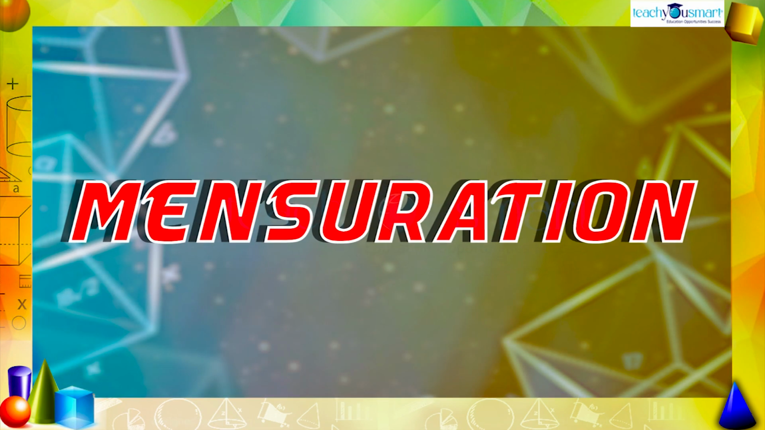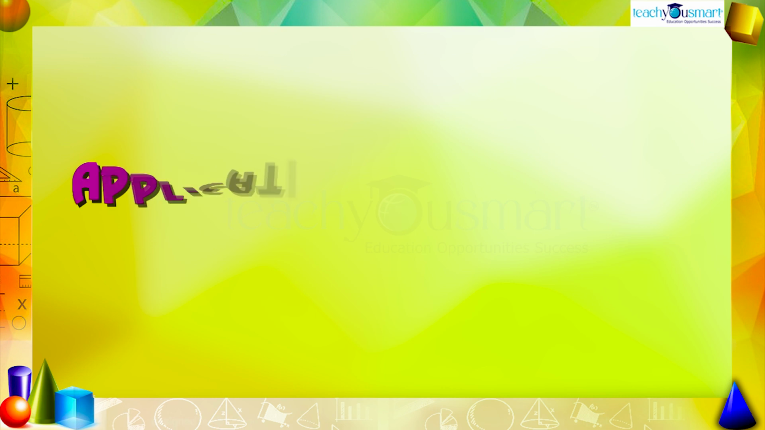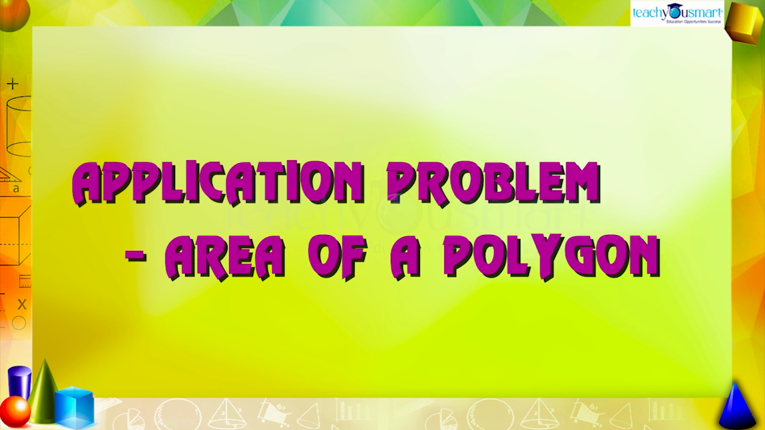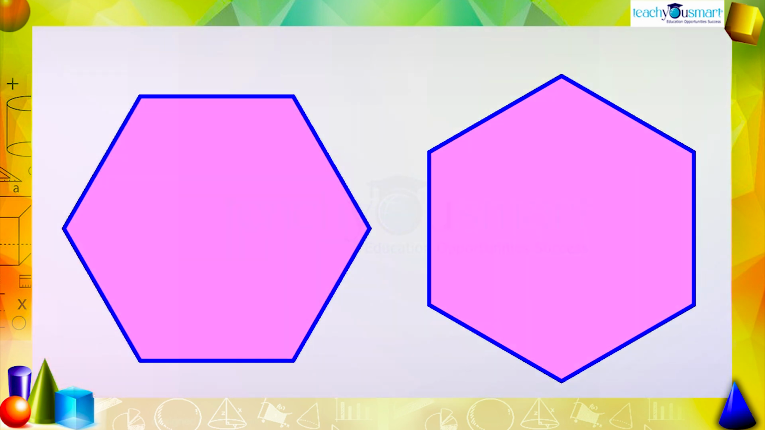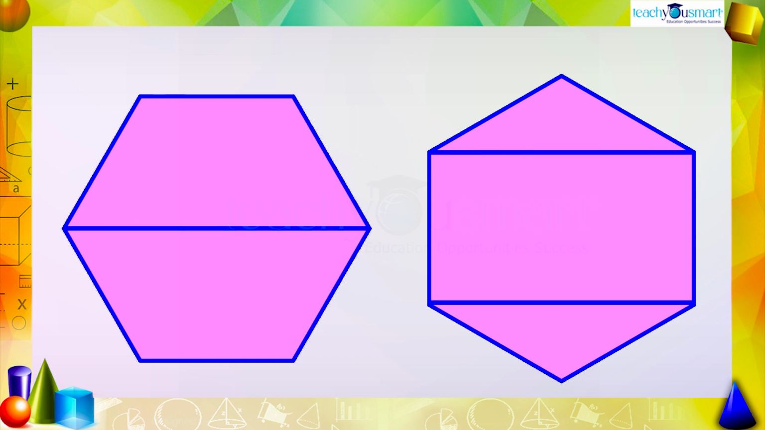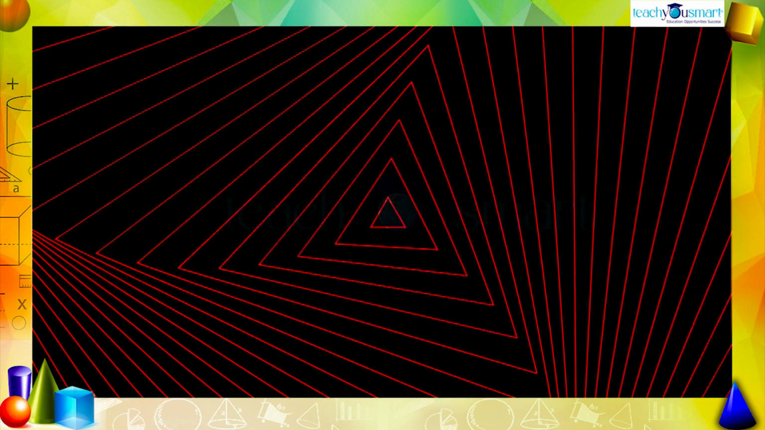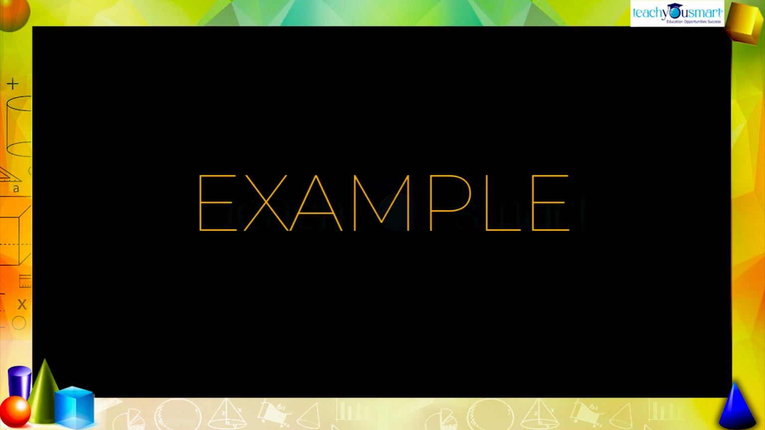Let's continue our journey through mensuration. Today, we are going to see an application problem based on the area of a polygon. We know, for finding the area of a polygon, we divide it into quadrilaterals or triangles whose area can be calculated by the standard formulas. Let's see it through an example.